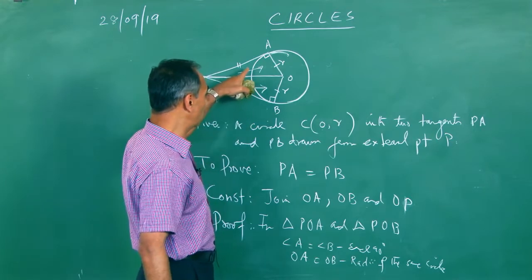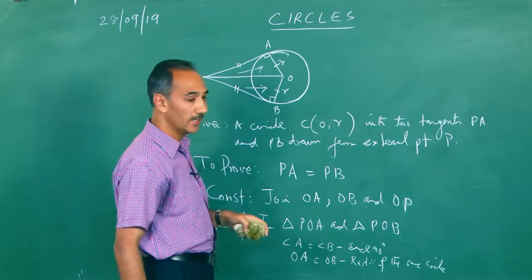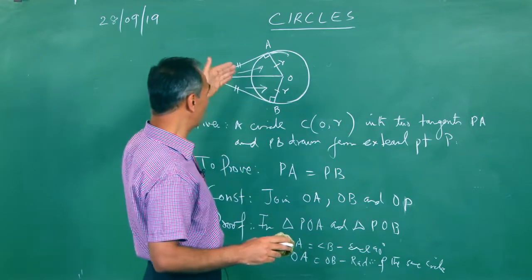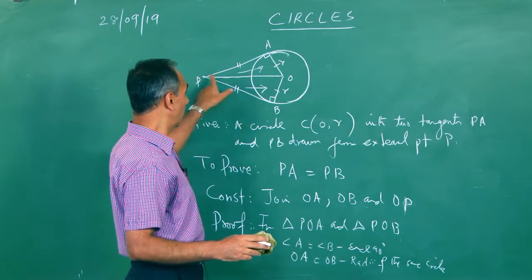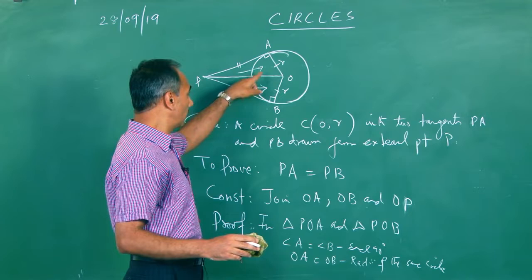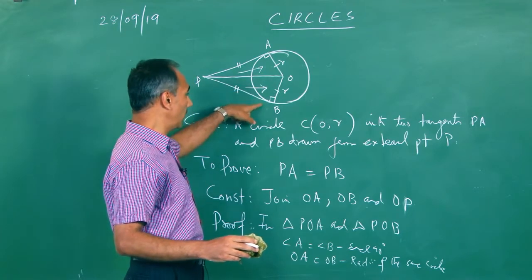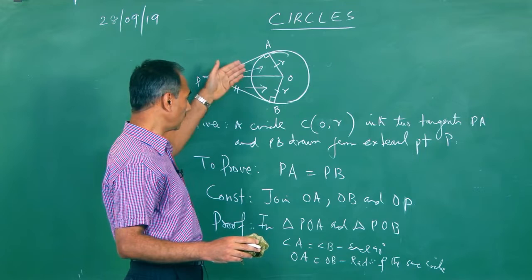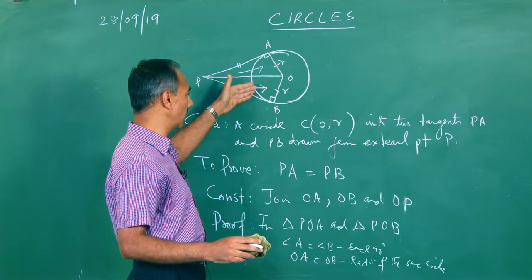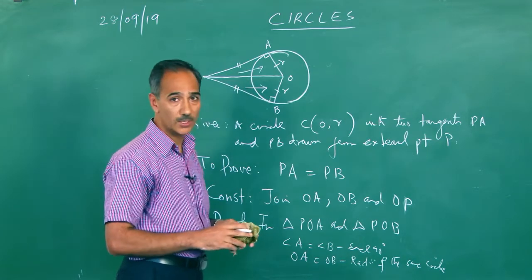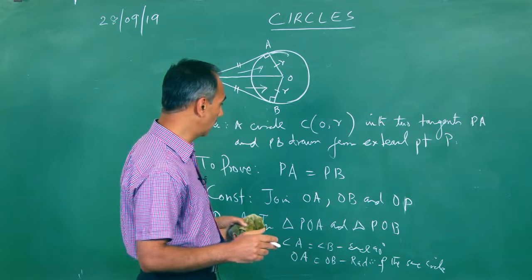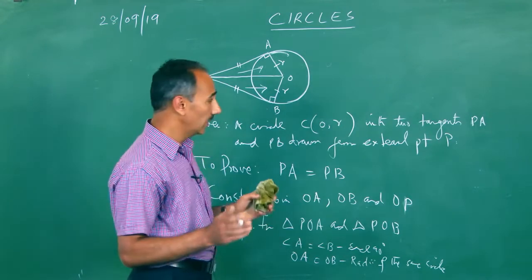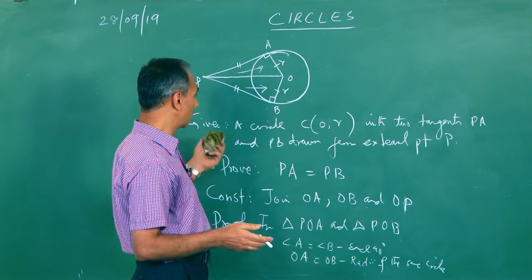So these two triangles are congruent by RHS, right angle hypotenuse side. When these two triangles are congruent, I repeat, angle A equal to angle B, each 90, OA equal to OB, radii of the same circle, PO equal to PO, common in both, so the triangles are congruent by RHS. When triangles are congruent, PA equals PB by CPCT. So that makes these two tangents from the external point equal as far as this circle is concerned.